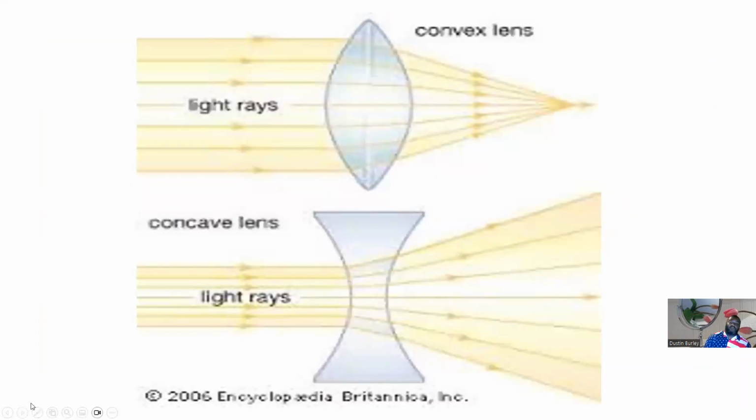And these are the different ways the light shines through. Like with the convex, you can see all the beams of light are still running parallel until they reach the focal point. With the concave, as you can see, they go in parallel and then they expand and they don't reach one focal point.